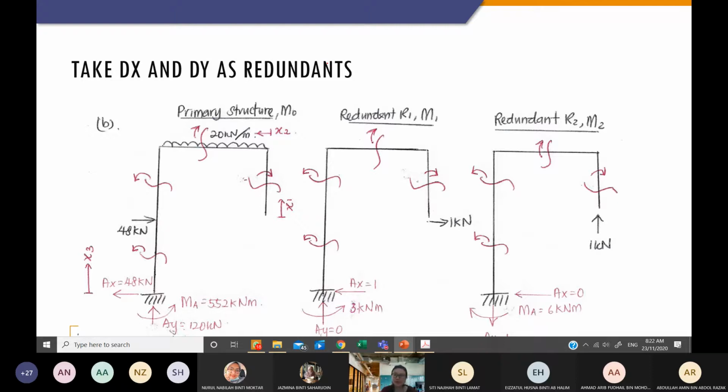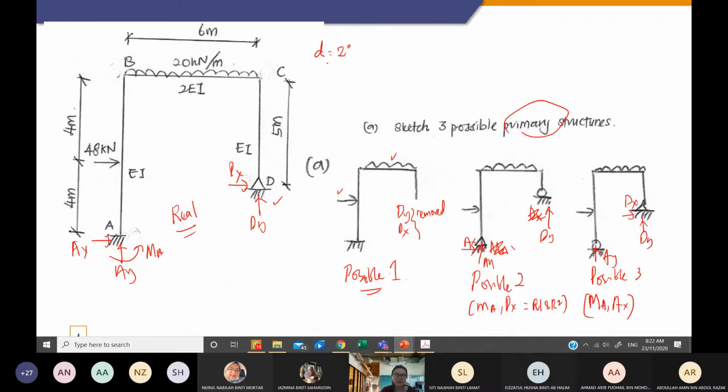So in this real case, you can see that we have D equal to 2. So meaning that we are going to have one primary structure, and we are going to have 2 redundant structures. I will put M_i here, so I'm going to have M1 and M2. This M1 will depend on my R1, which is what you choose for the first redundant, and M2 will be your second redundant.